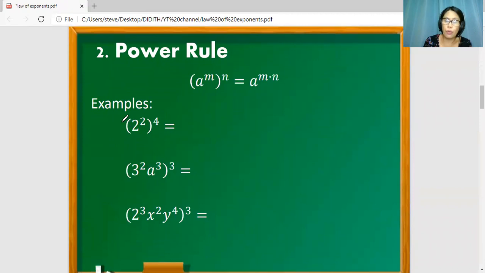Okay. So let's apply the power rule in each of the following examples. So we have 2 to the second, to the fourth, equals 2 to the second times the fourth. So this is 2 to the 8. So 2 to the 8 equals 256.